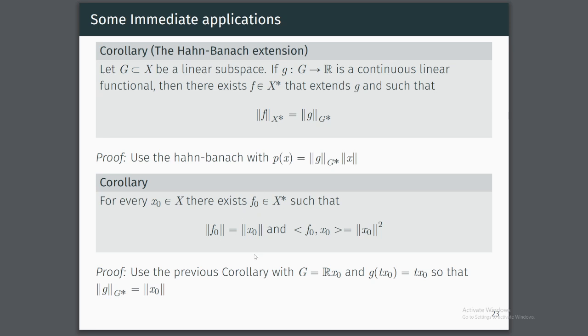And you can basically just use the corollary that we just mentioned, where G of tx0 is t times norm x0, meaning that norm of G is equal to norm of x0. And you just have the exact same result. So f is going to extend G, and norm of f is going to be equal to norm of G, which is norm of x0.